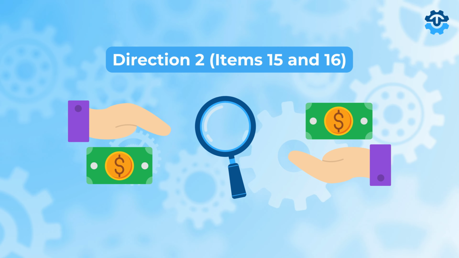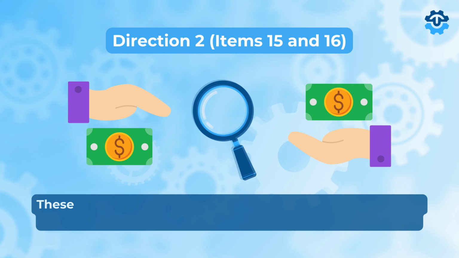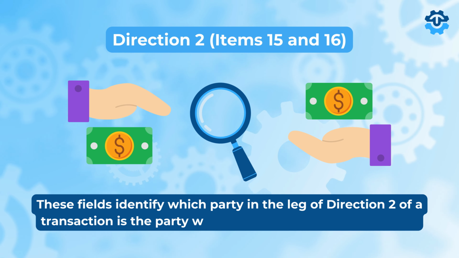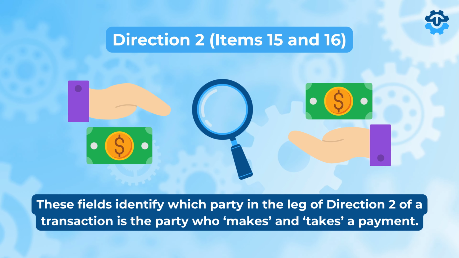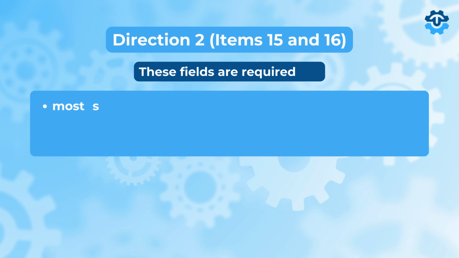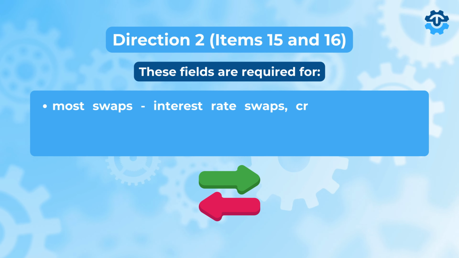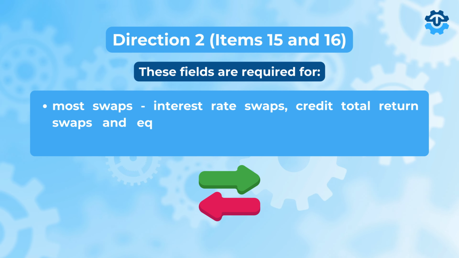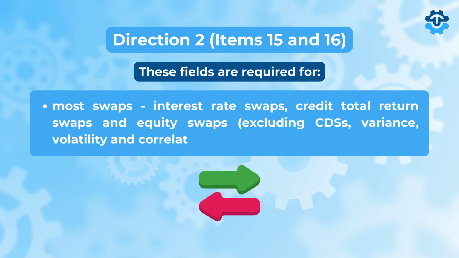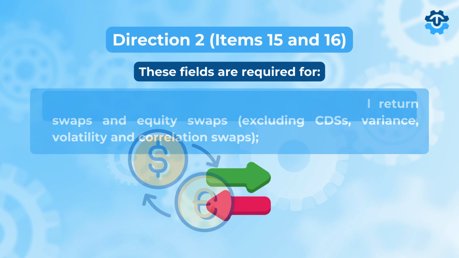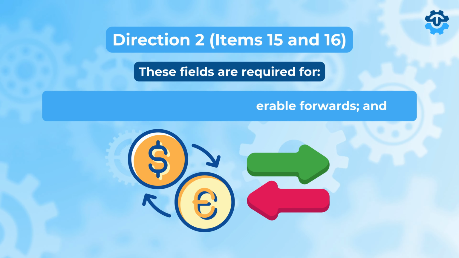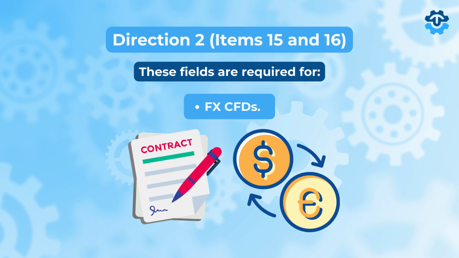For Direction 2, items 15 and 16, the fields identify which party in the leg of Direction 2 of a transaction is the party who makes and takes a payment. These fields are required for most swaps: interest rate swaps, credit total return swaps, and equity swaps, excluding CDSs, variance, volatility, and correlation swaps; FX swaps, forwards, non-deliverable forwards, and FX CFDs.